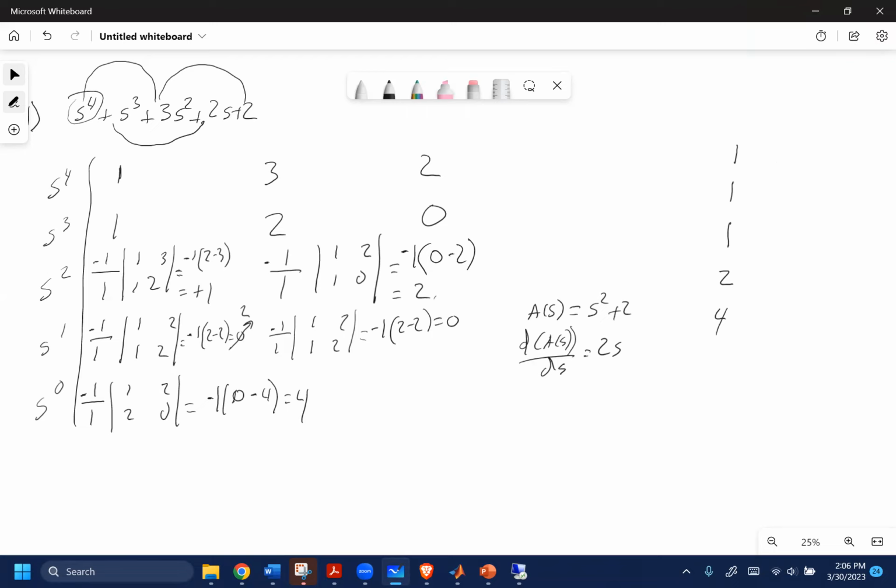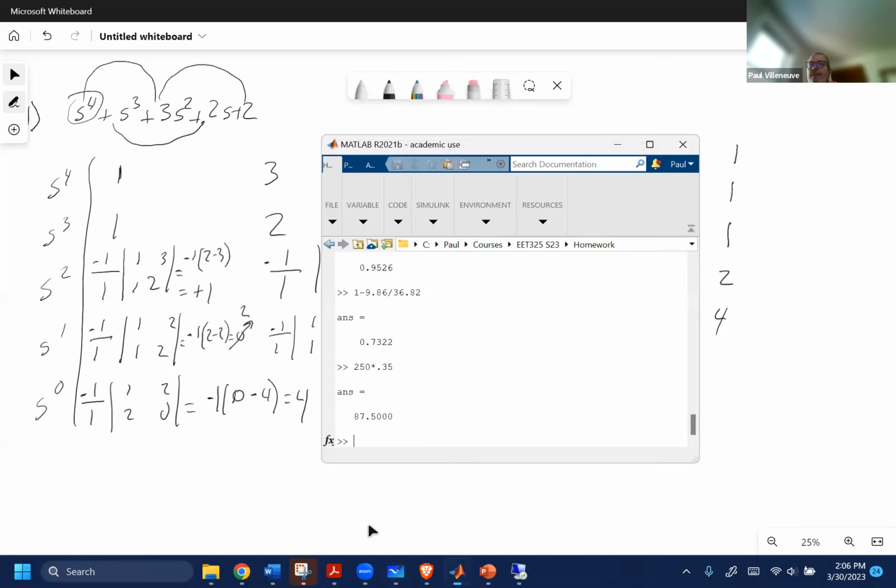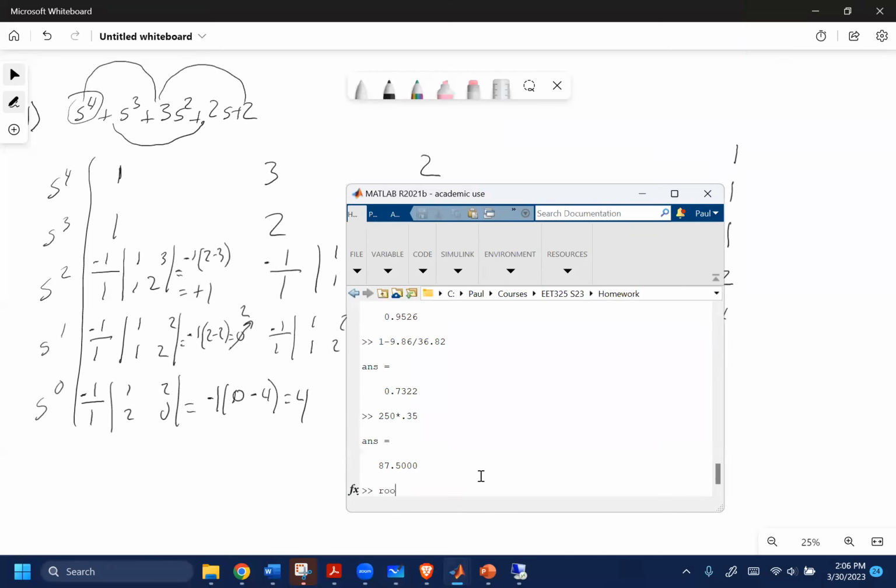None. 0 sign changes. So there are no right-hand half plane poles. Let's check that with MATLAB. So I'm going to use my roots here, and I'm just going to use the coefficients: 1, 1, 3, 2... whoops, off by one number. 3, 2, 2.